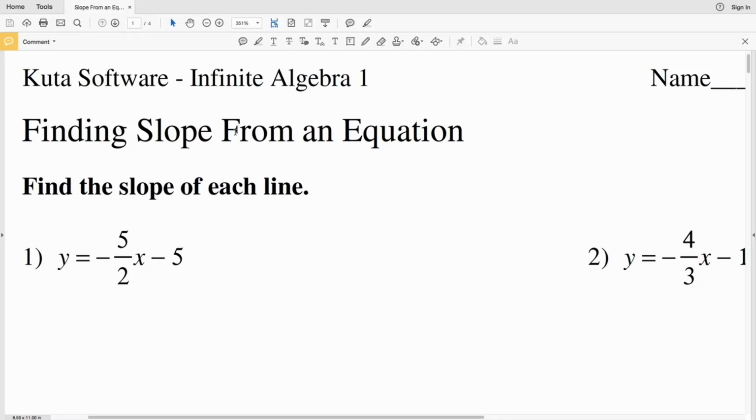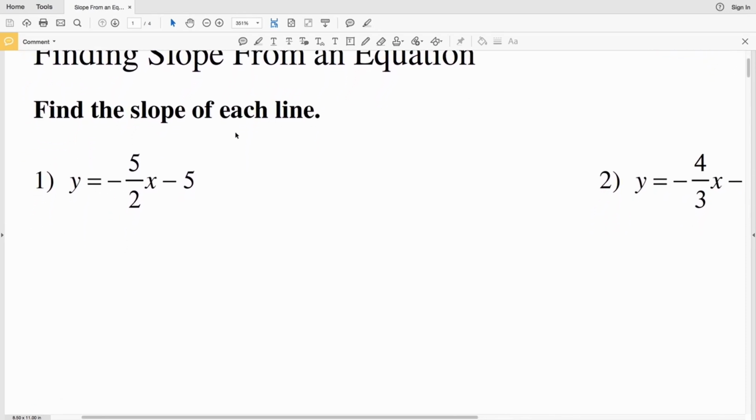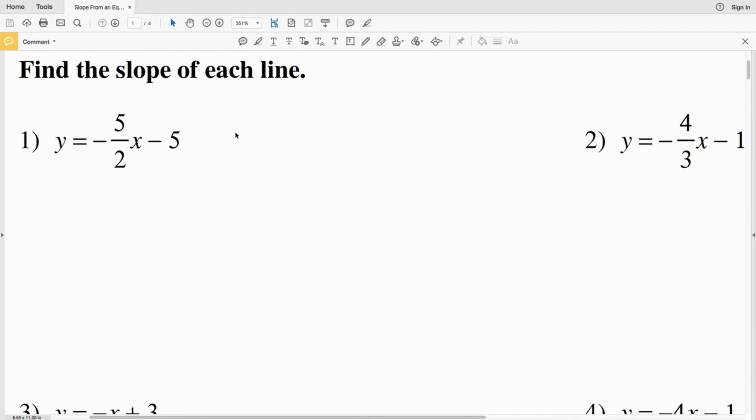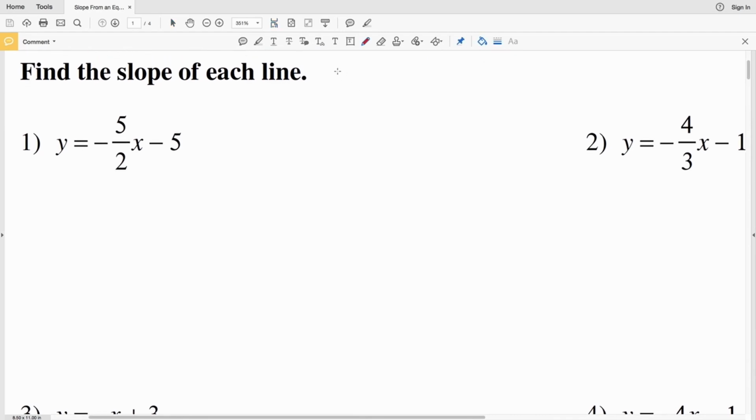In this video, we're going to do the KutaSoftware Infinite Algebra 1 free worksheet finding slope from an equation. Our directions are to find the slope of each line. The easiest way to do this is to think of the slope-intercept form. Remember, slope-intercept form is y equals m times x plus b.